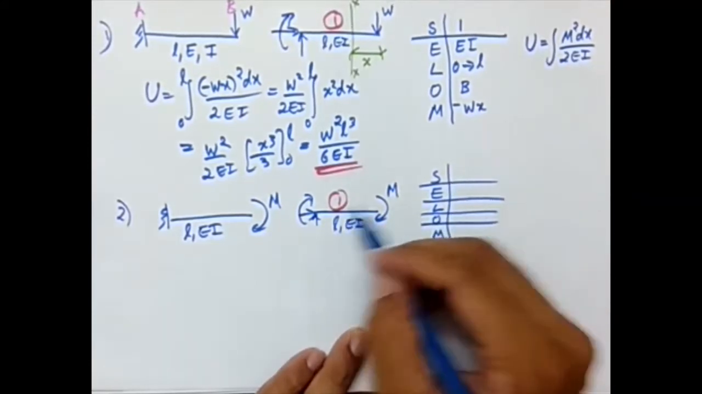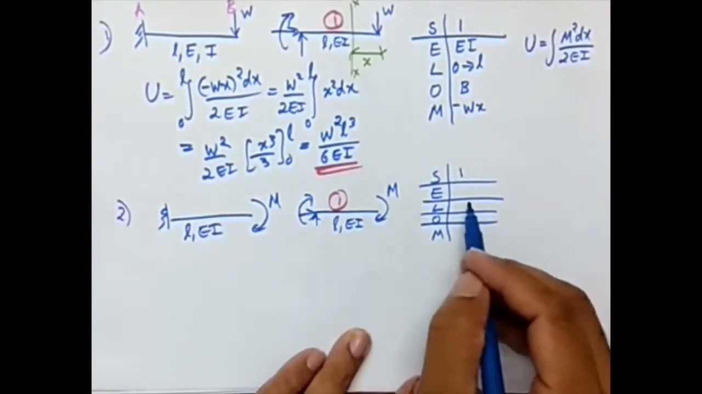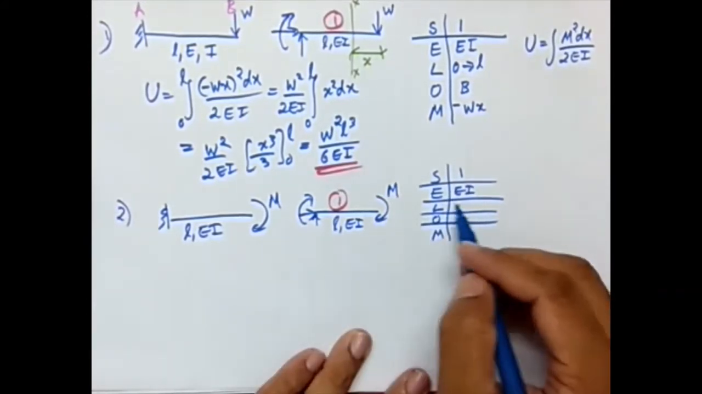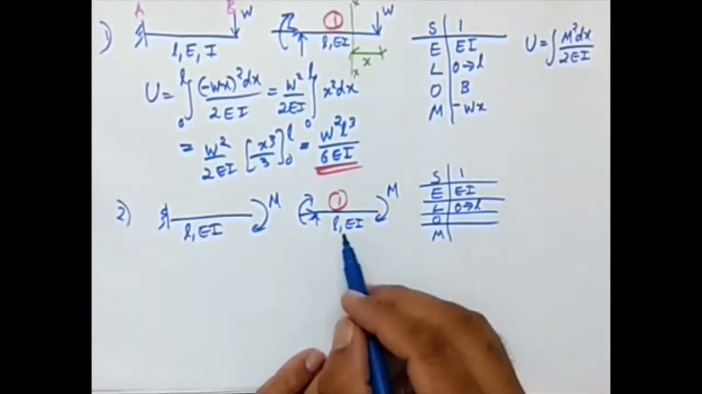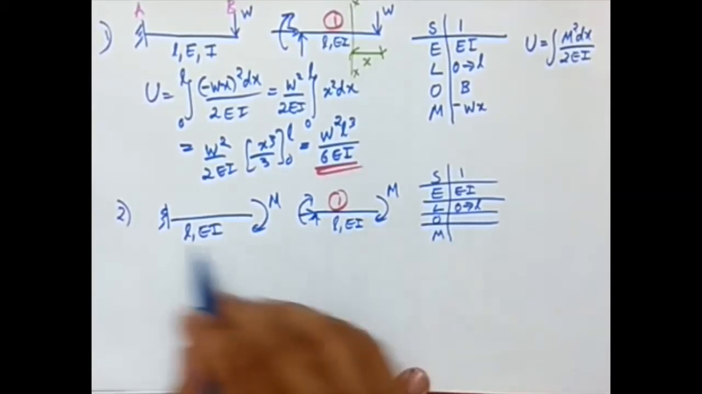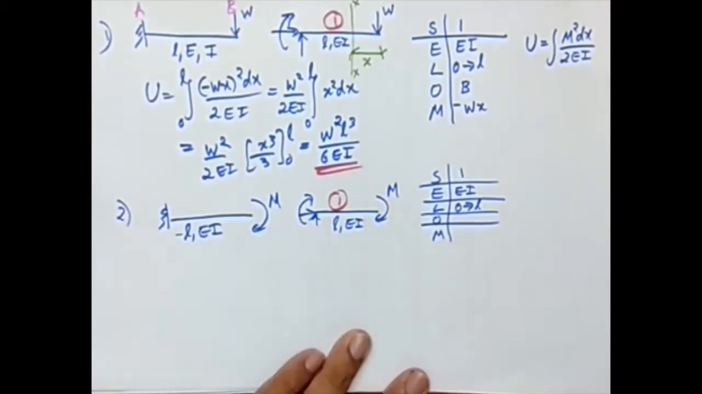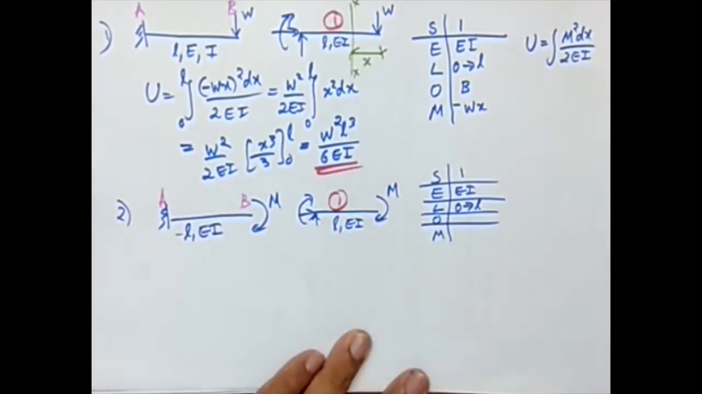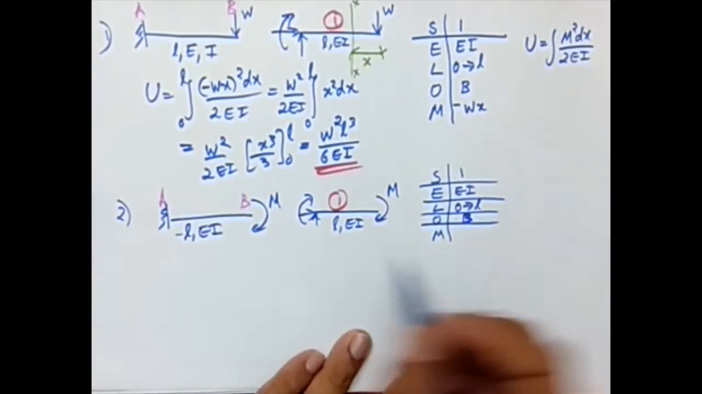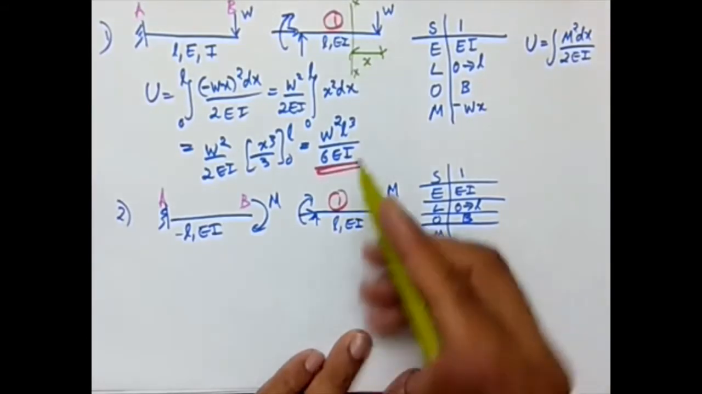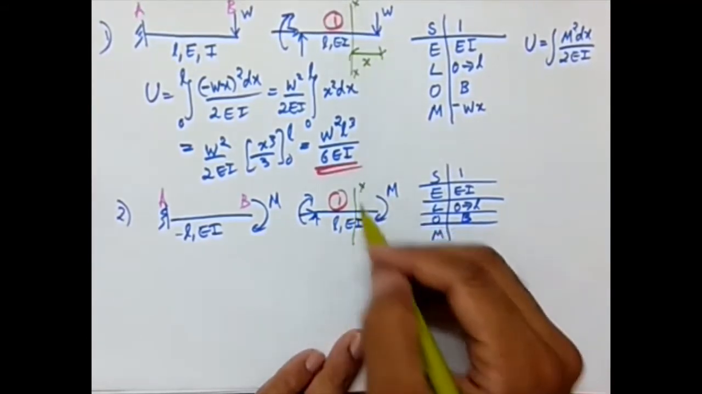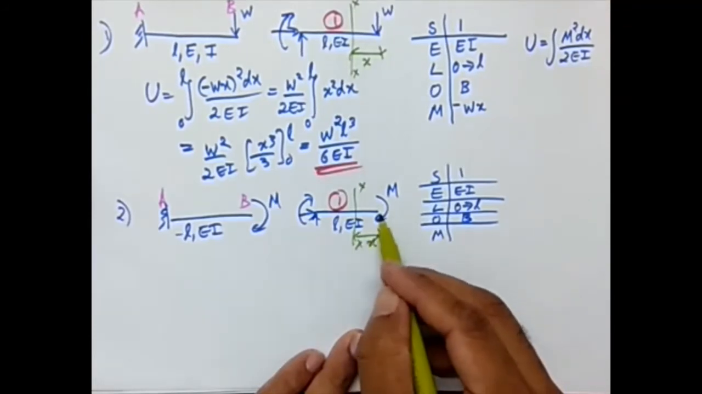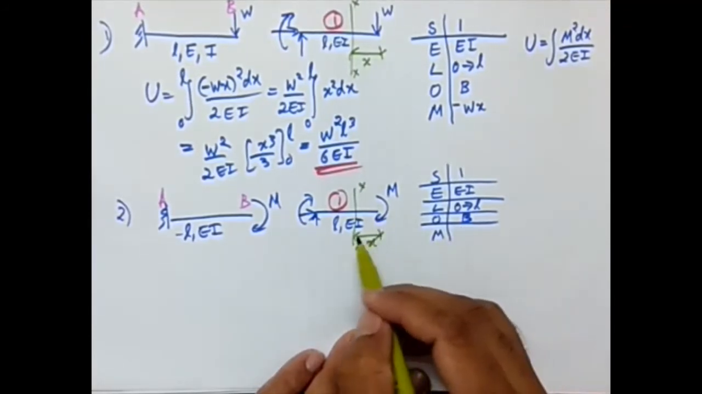So there is just one segment, and the modulus of elasticity is constant and the value is EI. Limit is 0 to L, and this is also a cantilever beam, so again I'm considering the origin as the free end, B as the origin, and I'm taking the moment. The section is XX at a distance of X from the origin. The origin is B, so this is X.